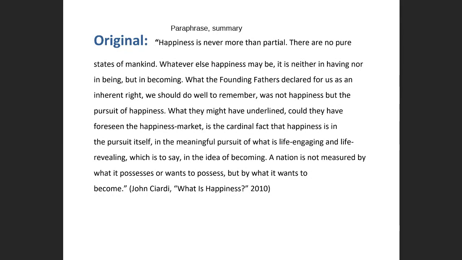Notice that it's okay to use some of the same words. You just don't use the same sentence structures. You've got to change it up some. All right, so I repeated that idea of pure.